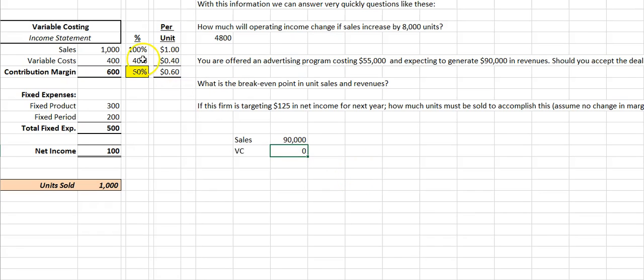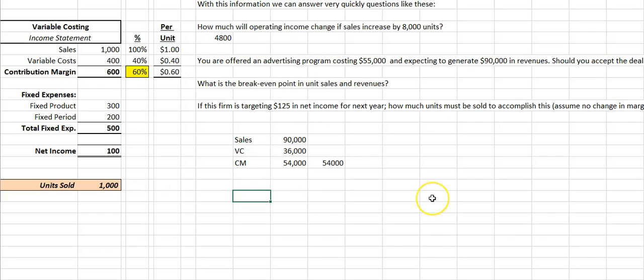Well, that's very simple to determine. It's going to be 40%. So my variable cost is going to be 90,000 times 0.4, 36,000. So my contribution margin is going to be 90 minus 36. Another way to do it is very simple. You can bypass this whole step and say my contribution margin is 90 times 0.6. That's going to be 54,000, same number. My contribution margin is 54,000 under an incremental income scenario of accepting the advertising program.